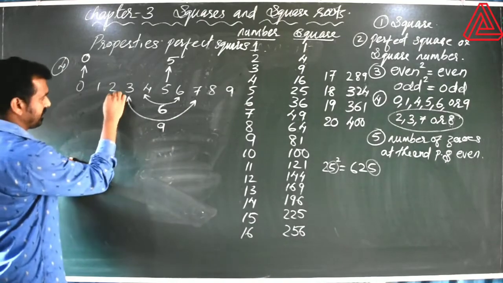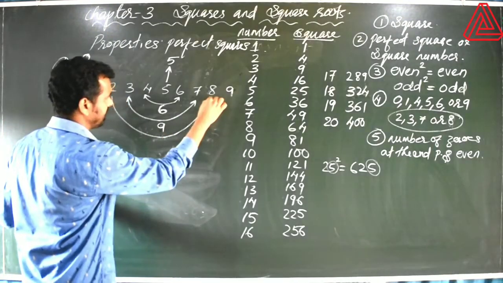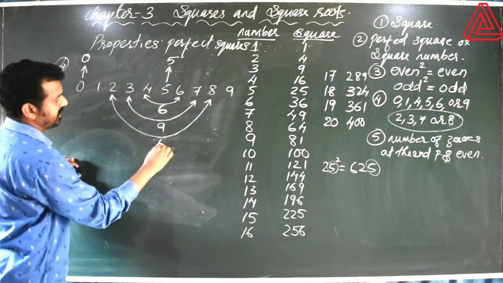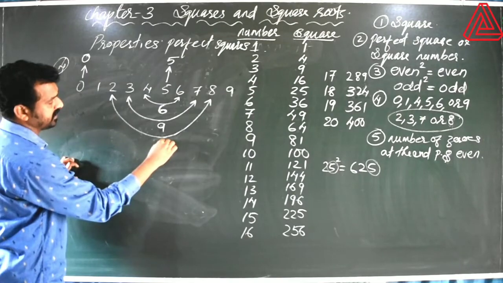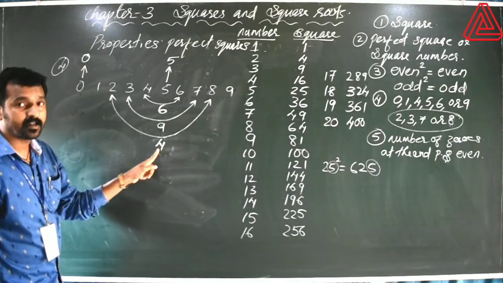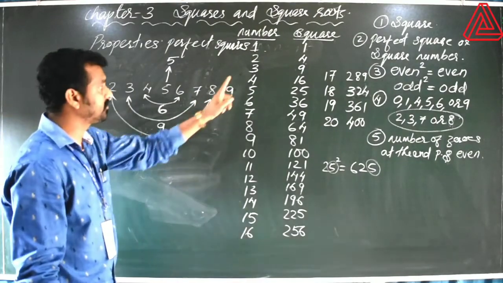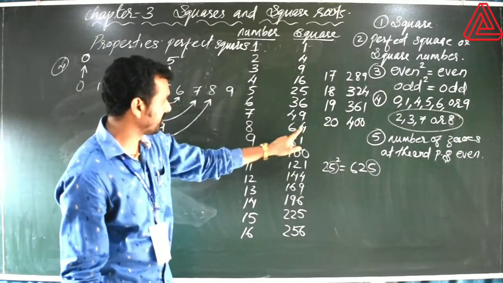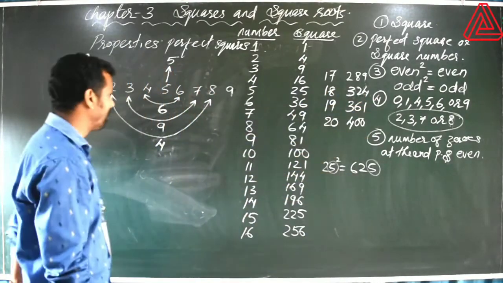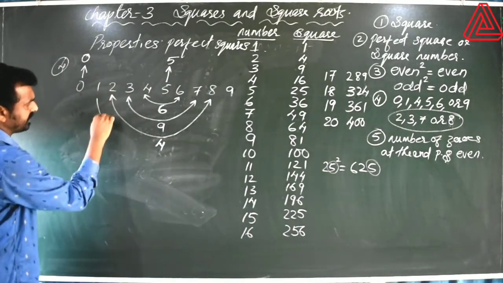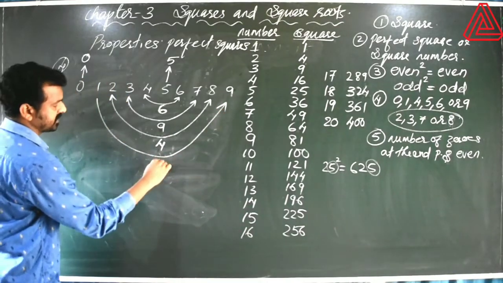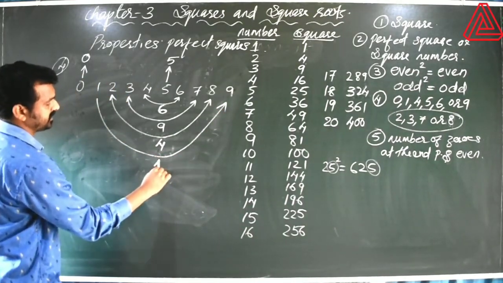Next one, 2 or 8. If a number ends with the digits 2 or 8, then its square will end with the digit 4. The answer's last digit, the unit place, will be 4. 2, 4; 8, 4. Okay, now, if a number ends with the digits 1 or 9, then its square will end with the digit 1.